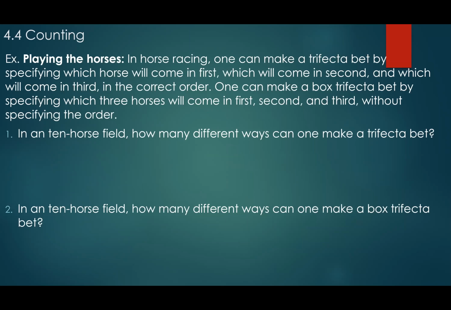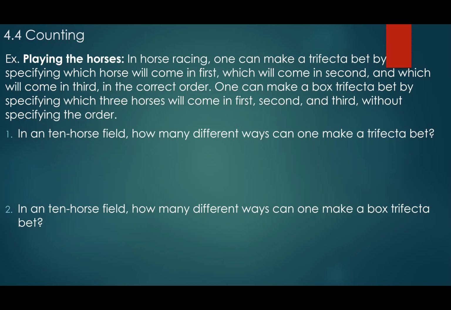So they say in horse racing, one can make a trifecta bet by specifying which horse will come first, second, and third in the correct order. So for the trifecta, you have to pick them in specific order: exactly first, exactly second, and exactly third. One can make a box trifecta bet by specifying which 3 horses come in first, second, and third without the order. As you can see, for the trifecta, the order matters, because they have to come in the correct order. For the box trifecta, the order doesn't matter, because if any 3 horses come in first, second, and third, you win.